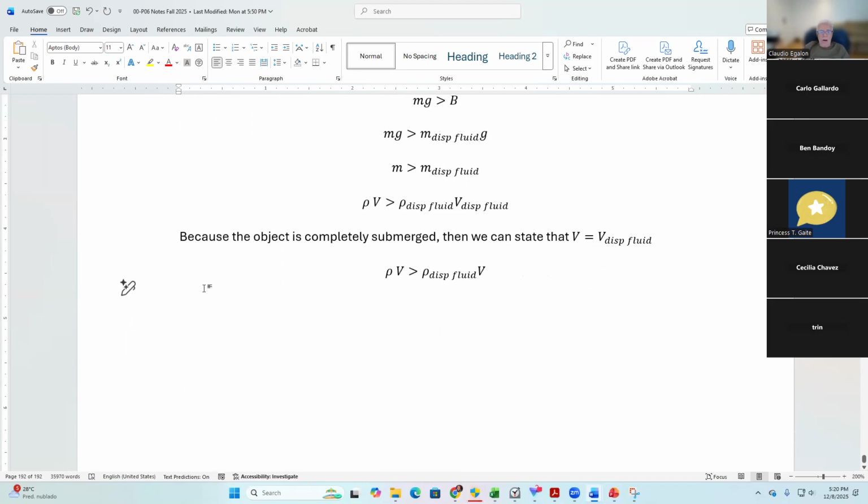So we can write that for the object to sink, the density of the object must be greater than the density of the displaced fluid. In other words, rho divided by the other rho must be greater than 1. Make sense? Okay, very simple. Very simple derivation, right? If you know how to derive, of course. If you know the result, of course. Here you go, like that.